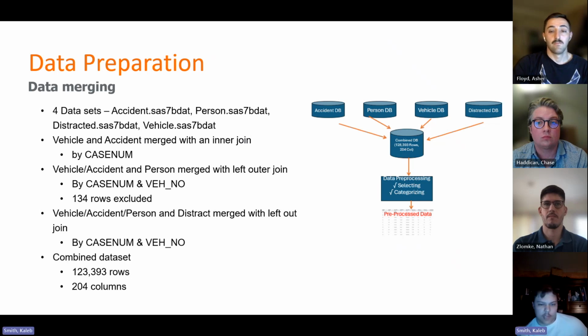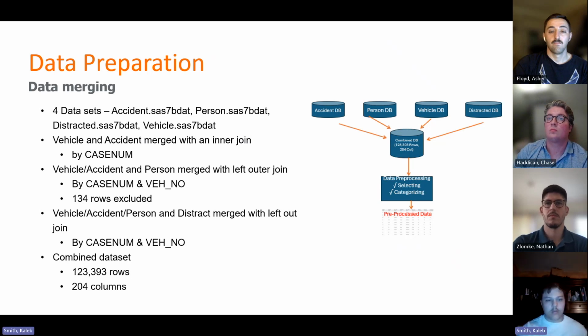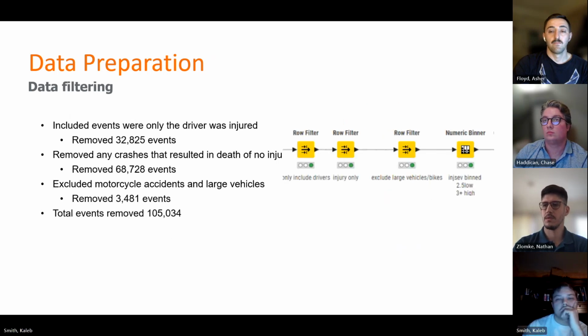The distracted data set was then merged onto the combined one with the same left outer join by case number and vehicle number. With this, there were no excluded rows or events of data. Combined, there were 123,393 recorded crashes, and then 204 different variables that were involved in it.